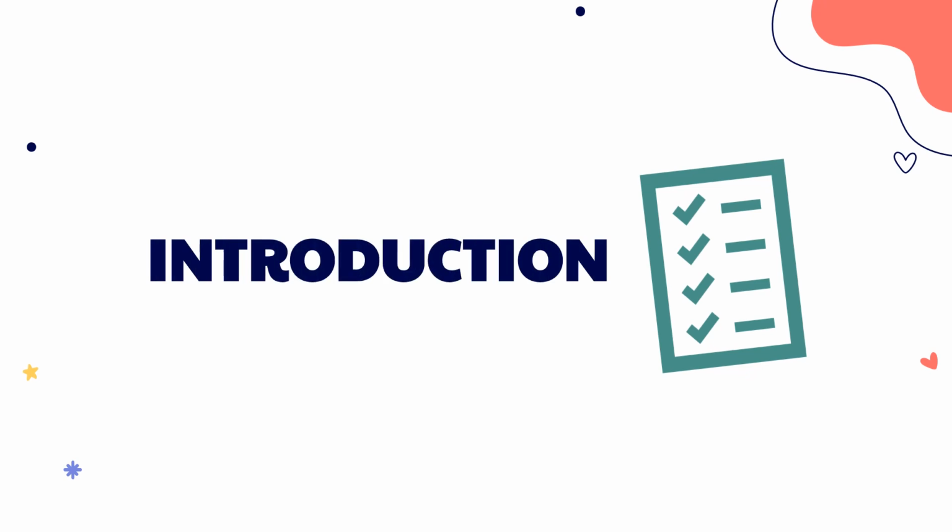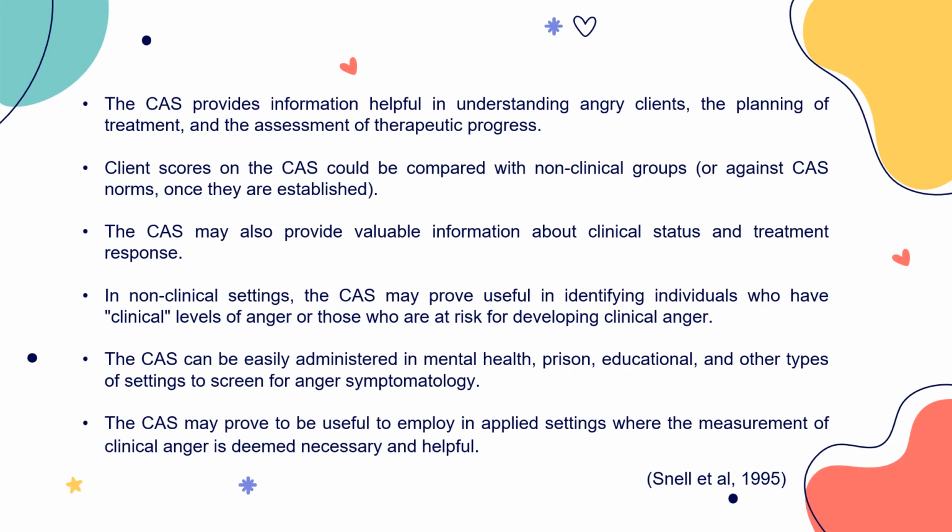Introduction. The CAS provides helpful information in understanding angry clients, the planning of treatment, and the assessment of therapeutic progress. Client scores on the CAS could be compared with non-clinical groups or against CAS norms, once they are established. The CAS may also provide valuable information about clinical status and treatment response. In non-clinical settings, the CAS may prove useful in identifying individuals who have clinical levels of anger or those who are at risk for developing clinical anger.